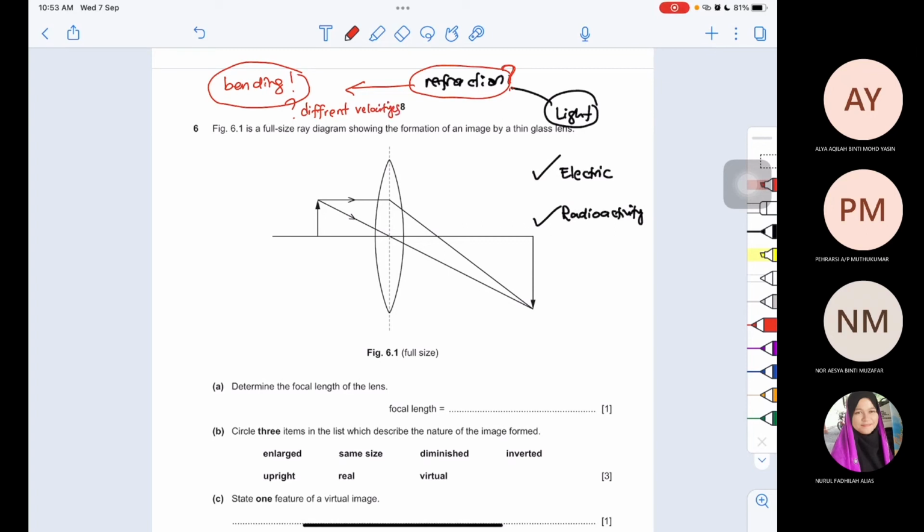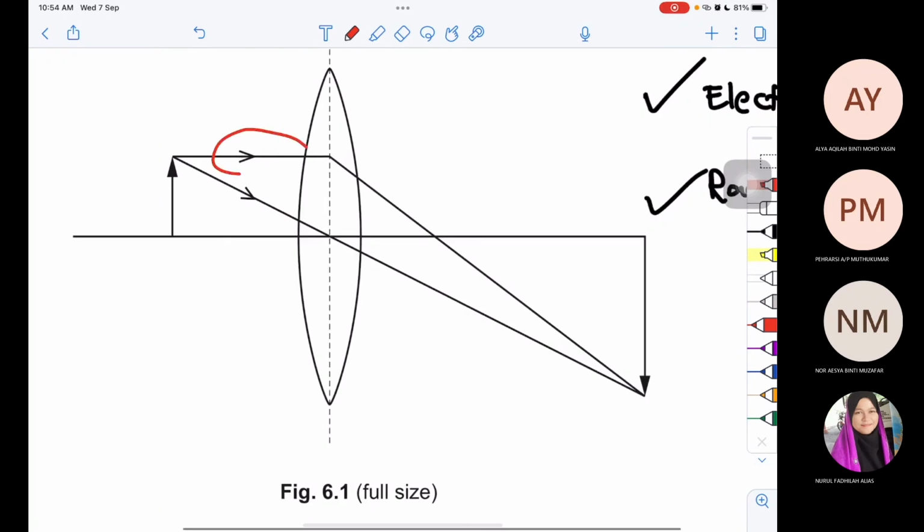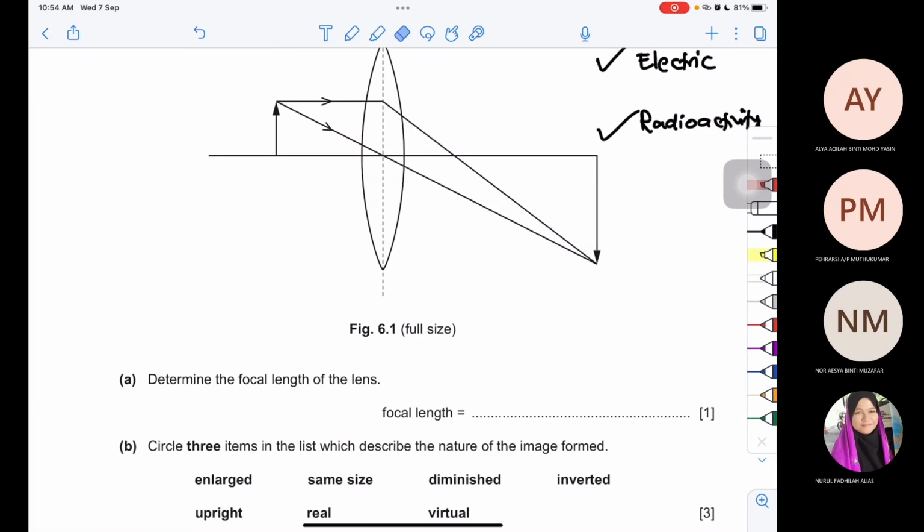Now the ray is in the air, so it has a fast speed. Now the ray is in the glass or perspex. So this is a different medium, and the velocity of the ray will be slower. That's the basic concept. Now, determine the focal length of the lens. See, what's the focal length?